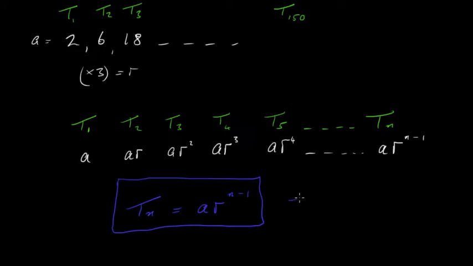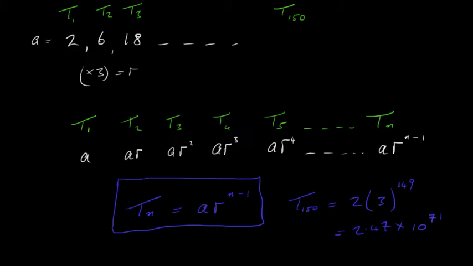Well, that's just simply T150 equal to A, which is 2, times OR, which is 3, and we just simply raise that to the power of 149. So that will give us some big number. It's something like 2.47 times 10 to the power of 71, actually. It's quite a big number anyway. So this is how you work out any particular general term of a geometric sequence.